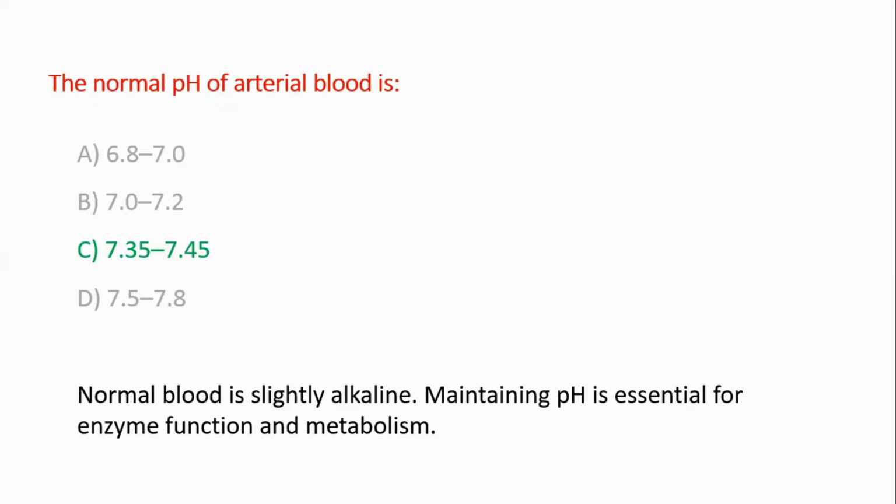And the right answer is 7.35 to 7.45. Normal blood is slightly alkaline. Maintaining pH is essential for enzyme function and metabolism.